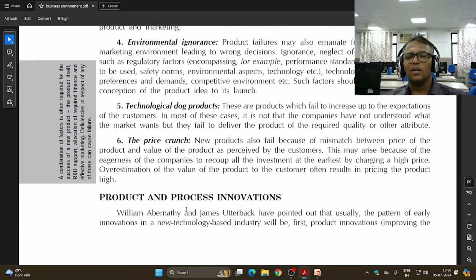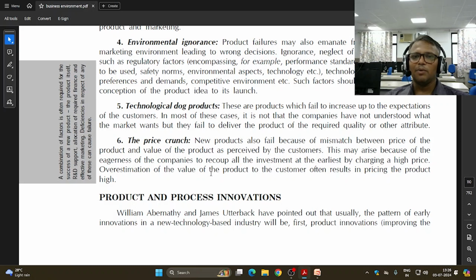Six is technological products. These are products which fail to meet the expectations of the customers. In most of these cases, it is not that the companies did not understand what the market wants, but they fail to deliver the product of the required quality of their attributes.